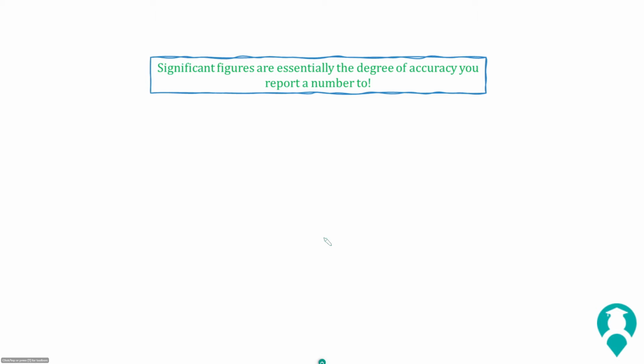So, significant figures are essentially the degree of accuracy you report a number to. This is important because in science, we often want to specify the precision depending on our needs, and we don't want to carry around unnecessarily long numbers. So, I'll give you a quick example.